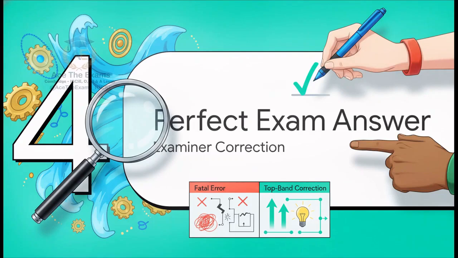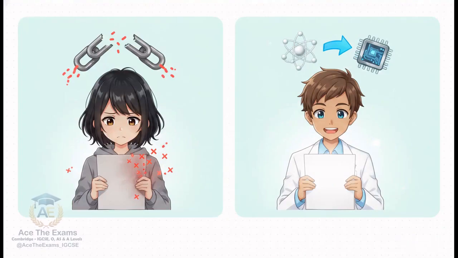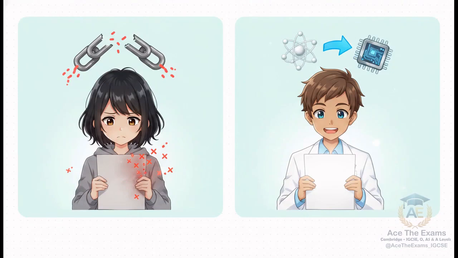Section 4. The perfect exam answer and the examiner correction. We're going to play examiner right now and correct those fatal errors side by side. And this brilliantly illustrates exactly where you bleed marks if you aren't careful. A flawed answer simply states an application. It might say, gallium arsenide is used in semiconductors because it has a binary crystal structure. Okay, but there's zero microscopic link there. It just bleeds marks.